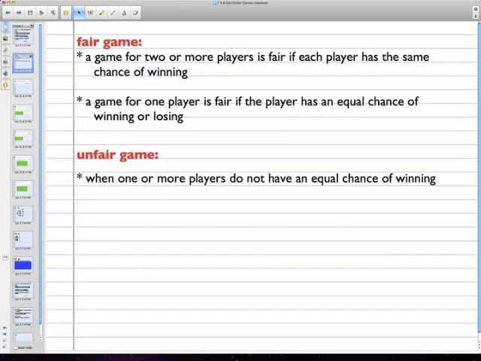First, we'll start by getting a couple of vocabulary words in our notebooks. A game is fair for two or more players if each player has the same chance of winning. The same holds true for one player if the player has an equal chance of winning or losing. And an unfair game is when one or more players do not have an equal chance of winning.